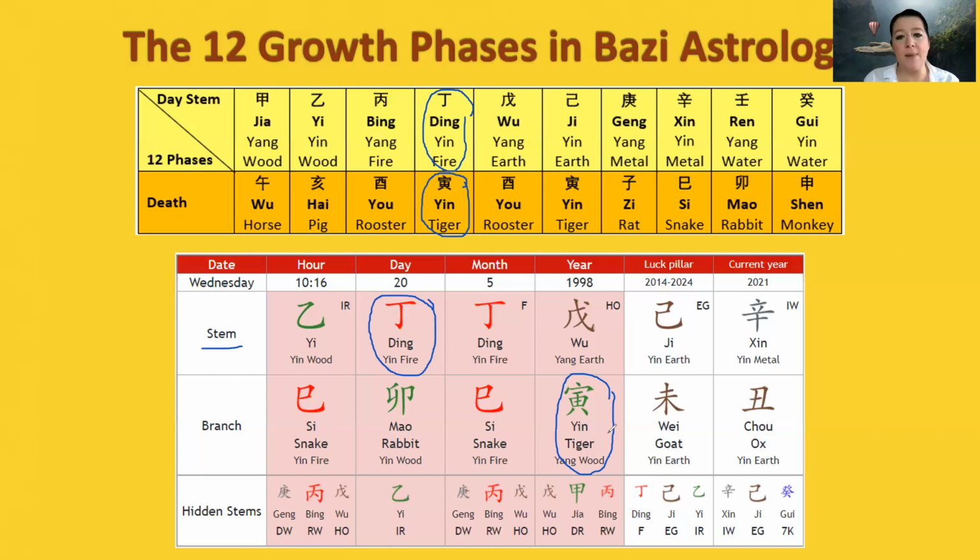Now, if it appears in a month pillar, so if it were to be here, now this person doesn't have the death phase in the month, but if it were to be here, then this indicates a person who needs to take a lot of good care of their health during their middle age. So middle age in Bazi Astrology is defined as anywhere between, let's say, 30 and 48 years old. So you have to take extra care of your health.